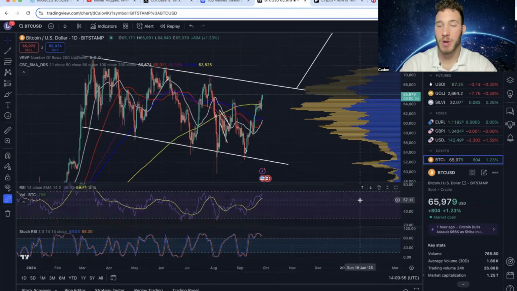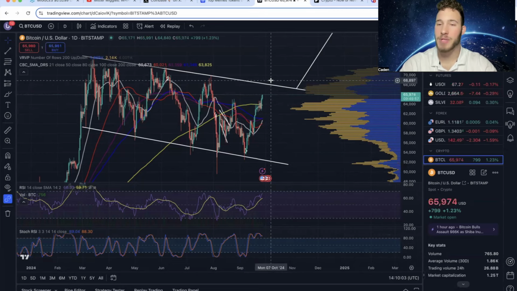But at the moment, Bitcoin is short squeezing hard, 65,900. We're about to break 66K. So again, don't be surprised if we come up and hit 68K, which is about where the trend line is.